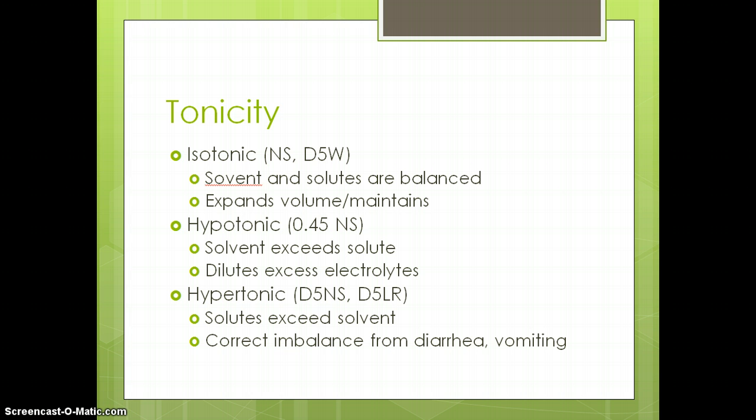Hypotonic, such as half normal saline, is when the solvent exceeds the solute. For example, if you need to dilute excess electrolytes in the body. Hypertonic, such as D5LR, the particles are more than the solvent, and this is when you need to correct imbalances that a patient has from diarrhea or vomiting.